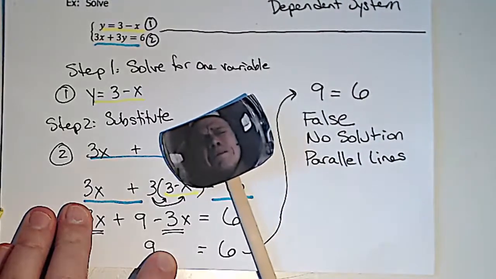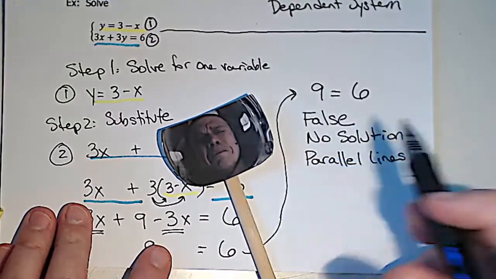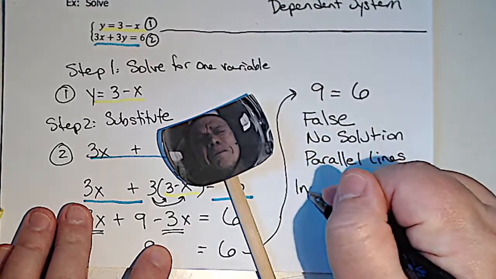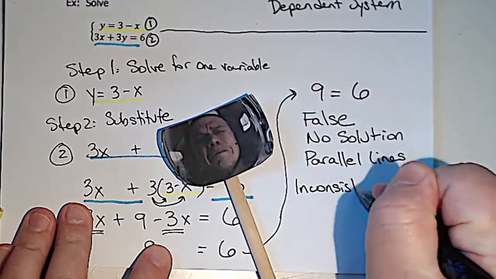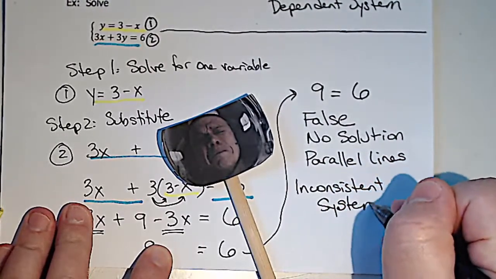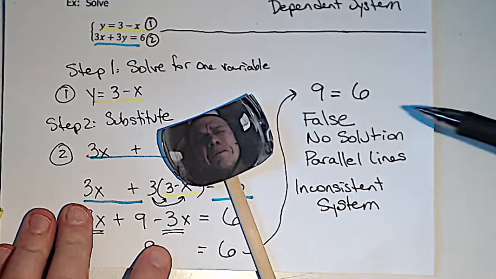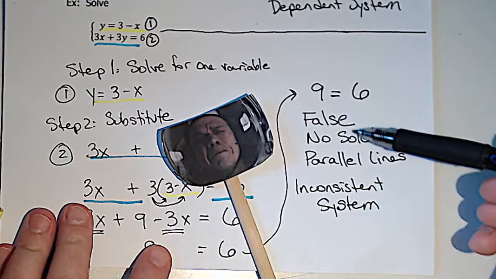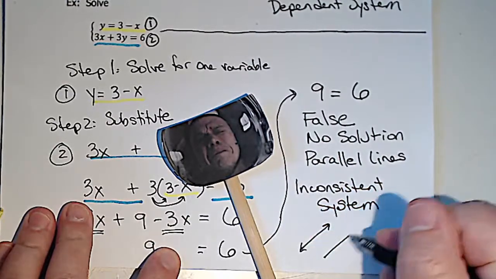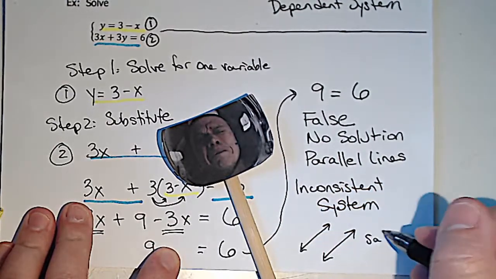That's hence his sad face in there. This is a false situation. There's no solution. They're parallel lines. It's called an inconsistent system. I know this is a lot to remember, but again, the further you're going to go in math, the more you're going to need to know all these things. So this one is parallel lines. Sad Matt Damon.